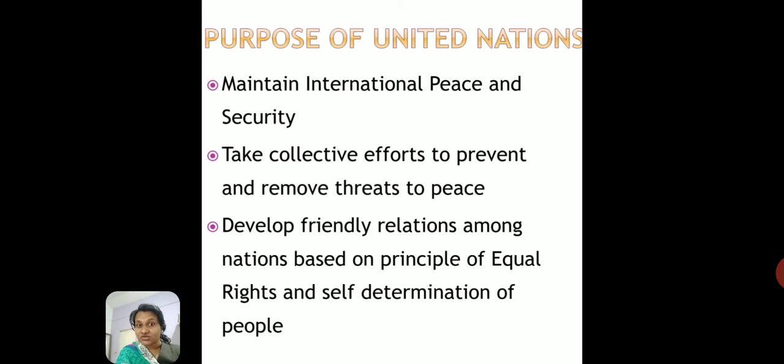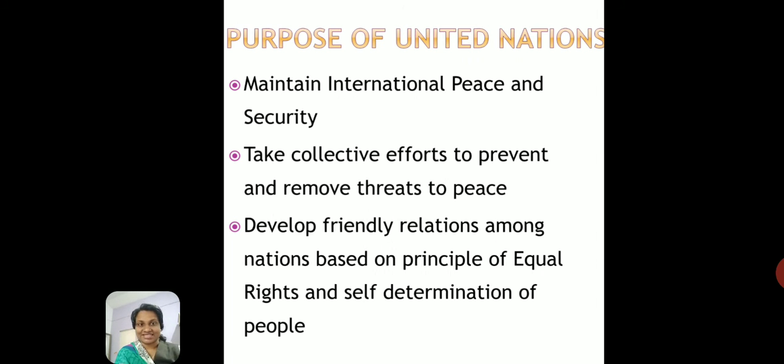They try to talk to those people and to stop the fights. Okay, so it is to prevent and remove threats to peace of the world, and they try to build friendly relations with countries by encouraging economic development, or by encouraging trade among countries. So these are different things that the United Nations does, and this is the purpose of the United Nations.